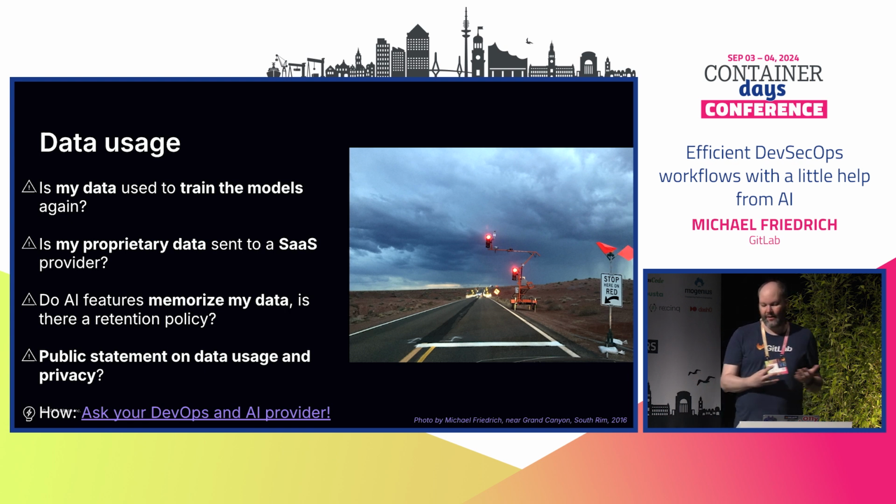So maybe my policies require me to use local LLMs or something like that. Certainly some AI features might memorize my data. So ask the one providing you with the features: is their retention policy best set to 0 days, just delete it immediately? And also, is there a public statement on data usage and privacy? And ask your DevOps and their provider about these questions, because they're super important to keep data secure and not just leak it somewhere because AI could use it in that way.